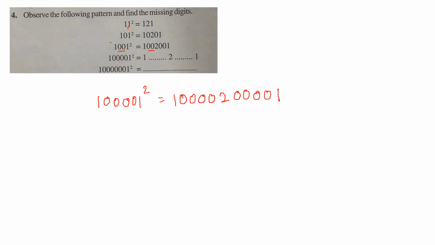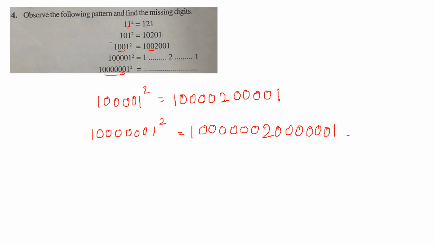Okay, and the next one is how many zeros? 1, 2, 3, 4, 5, 6. You've got 6 zeros. So 1 followed by 6 zeros and 1, the whole square, will be equal to 1 followed by 6 zeros, 2, and again followed by 6 zeros and 1. So this is the answer for the second blank given to us.